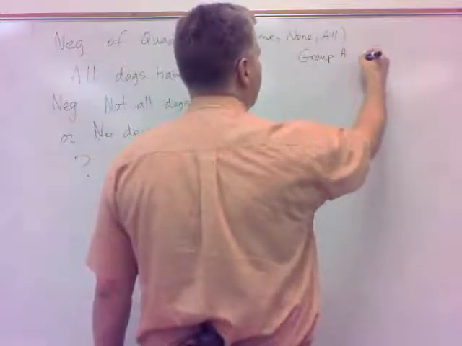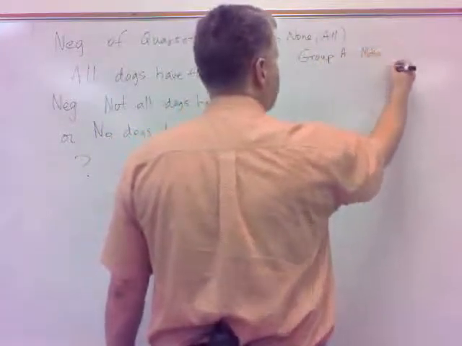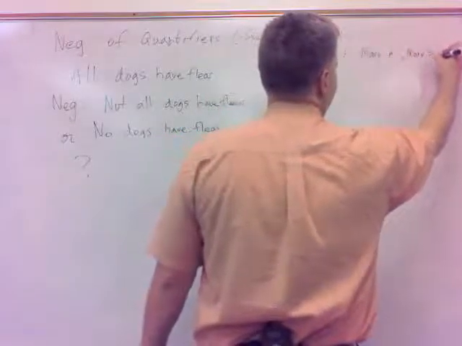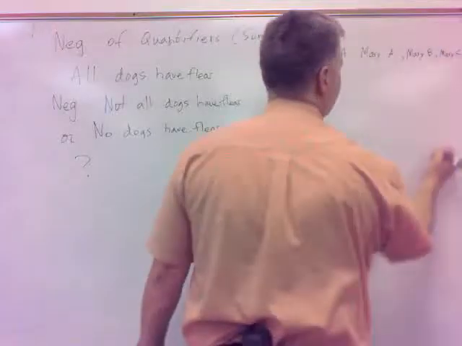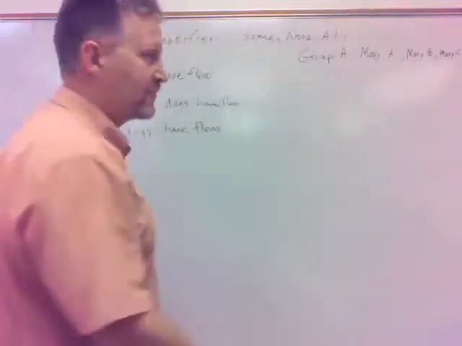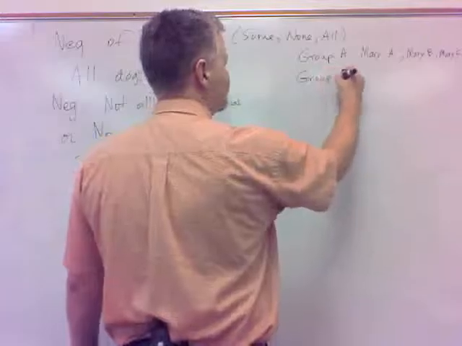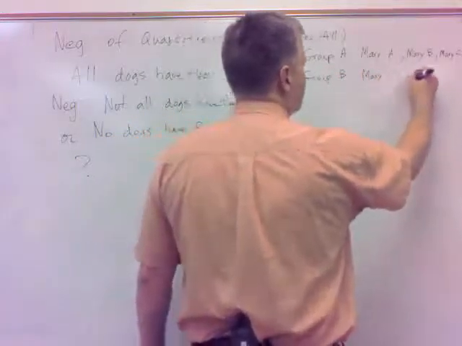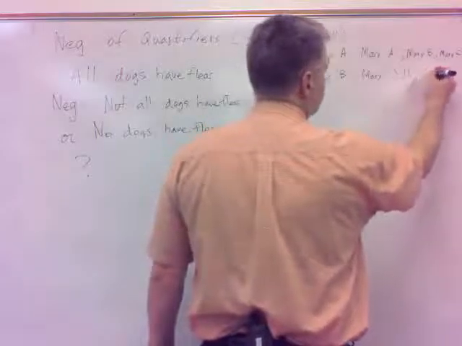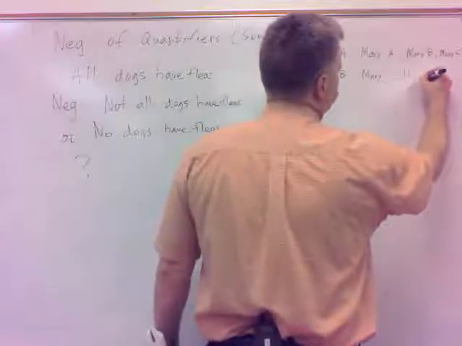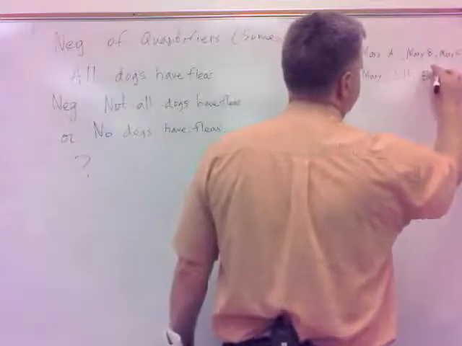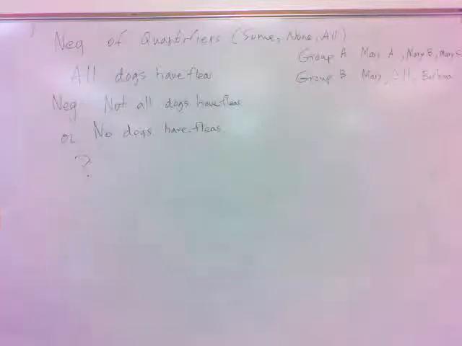Okay, let's try to make groups of all scenarios. Group A, well, let's say Group A has all of them named Mary. Mary A, B, and C. All of them are named Mary. Okay. Group B, let's say, well, one of them's named Mary, but then we have a Jill and a, what would be another one? Barbara. So some of them are named Mary and some of them are not named Mary.